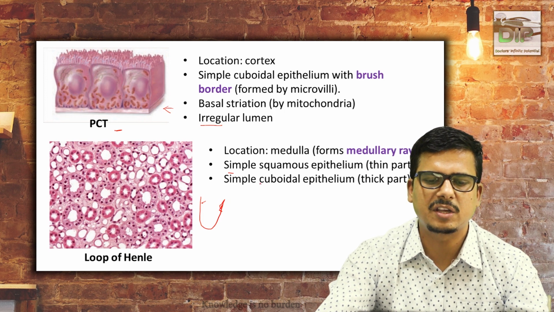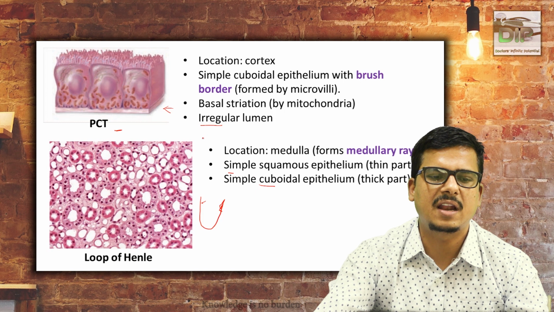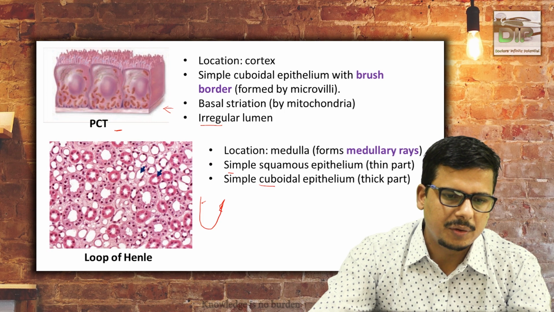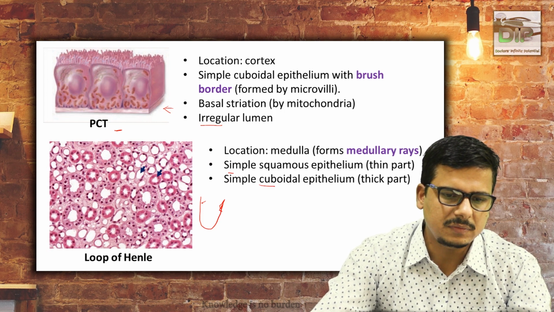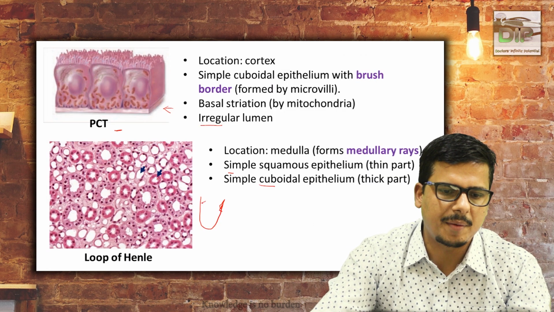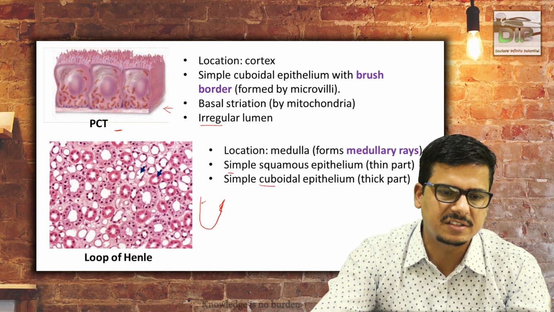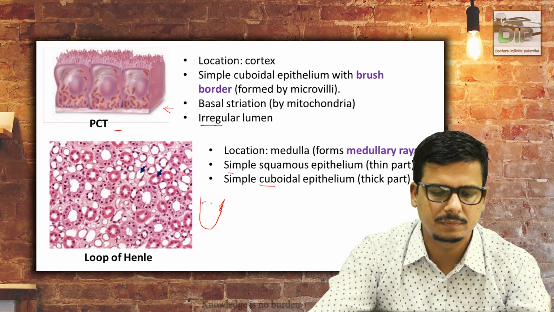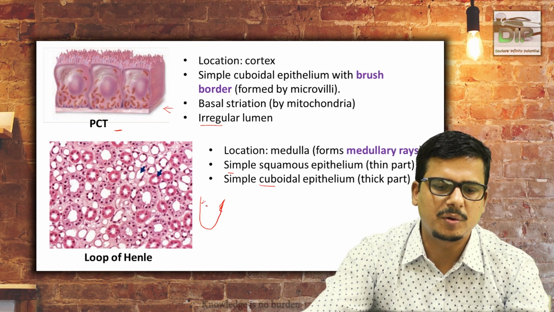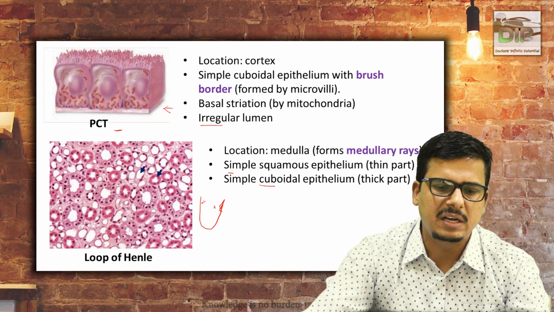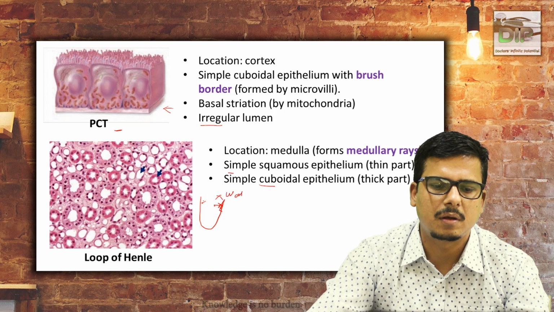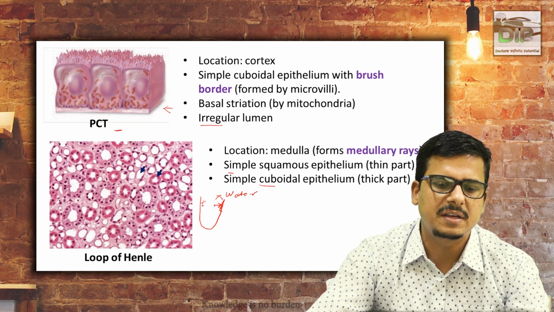The thick part is lined by simple cuboidal epithelium like the lining of the PCT, and this thin part is lined by simple squamous. If you see this diagram, you can see there are two types of cell here. This is the thick part of the loop of Henle, which is lined by simple cuboidal, and this is the thin part of the loop of Henle. So the loop of Henle also reabsorbs some of the fluid, but one thing you have to know is that the ascending limb of the loop of Henle is not permeable to water, and the descending limb is permeable to water.